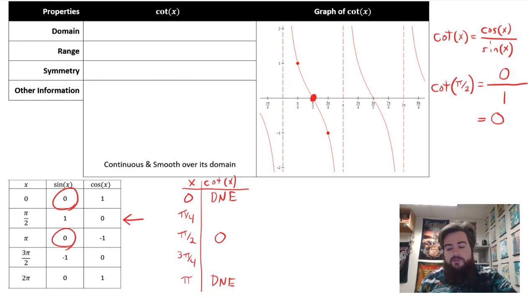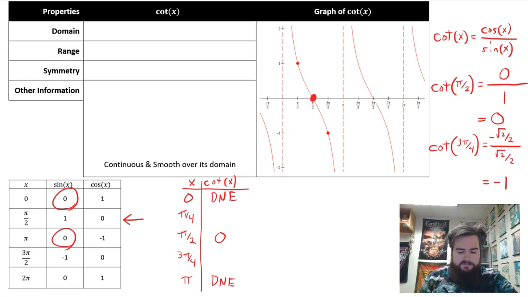For pi fourths and 3 pi fourths, cotangent of, say, 3 pi fourths would be cosine of 3 pi fourths over sine of 3 pi fourths. Cosine of 3 pi fourths is negative square root of 2 over 2, whereas sine of 3 pi fourths is positive square root of 2 over 2, giving you negative 1. This is very similar to what we saw with tangent.